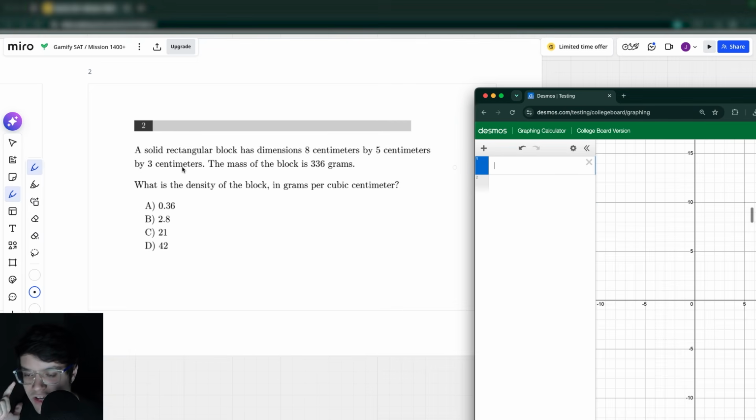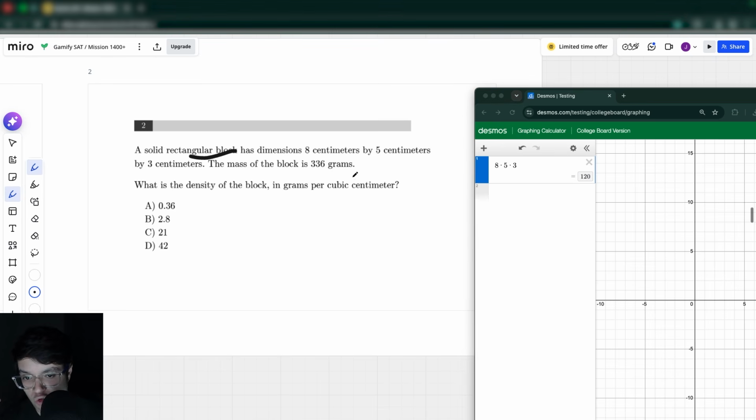This one here, we have a solid rectangular block with the dimensions 8 centimeters by 5 centimeters by 3. The mass of the block is 336 grams. What is the density of the block? I explained this more in my area and volume video. Again, I feel like I'm saying that a lot, but it's something that's really area and volume based. To find the volume of a rectangular block, you do the length times the width times the height. So the volume of this will literally just be 8 times 5 times 3, so 120.